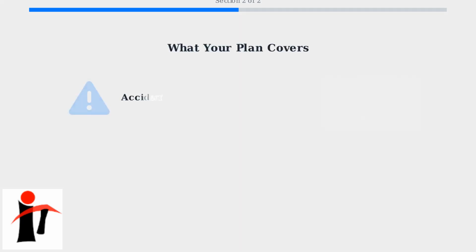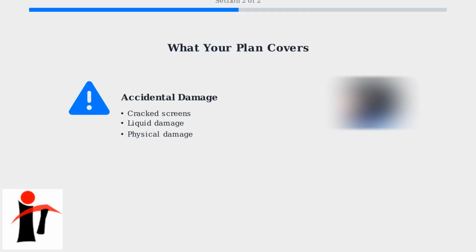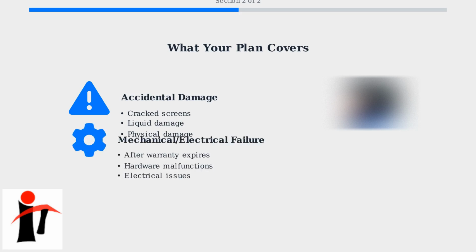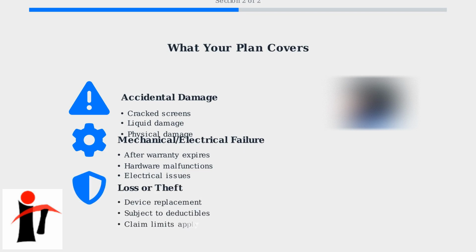Your protection plan covers 3 main types of incidents. First, accidental damage, such as cracked screens, water damage, and other physical harm to your device. Second, mechanical or electrical failures that occur after your manufacturer's warranty expires. This ensures your device stays protected even after the initial warranty period ends. Third, loss or theft protection.